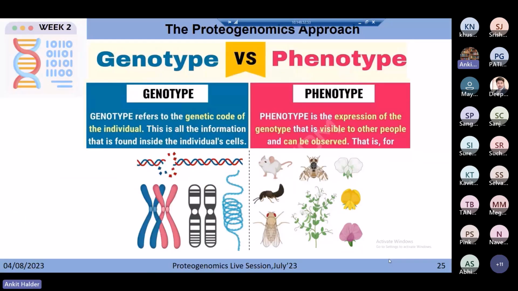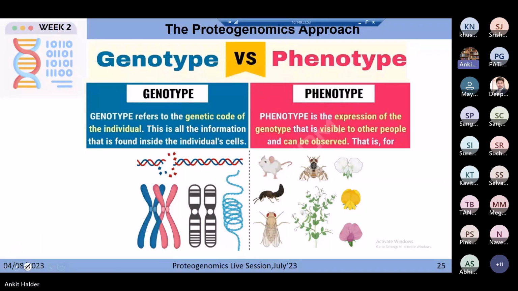Yeah, so another interesting thing to understand is genotype versus phenotype. So what is genotype? In genotype, we know that it is the genetic makeup or the genetic code of the individual, which is your ATGC sequences and all. So this is all the information that is found inside the individual cells.